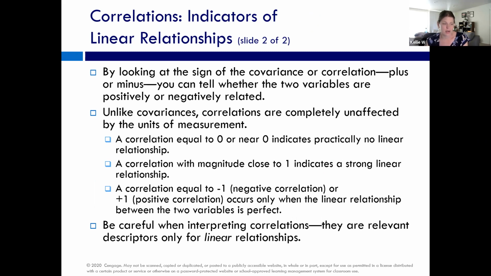And correlations are unaffected by units of measurement. So the correlation is always between -1 and 1, where 0 indicates no relationship whatsoever, and 1 would be strong positive correlation, and -1 would be strong negative correlation. So the 1 would mean that your linear relationship is perfect. You wouldn't see that. And we can only use correlation calculations for linear relationships.